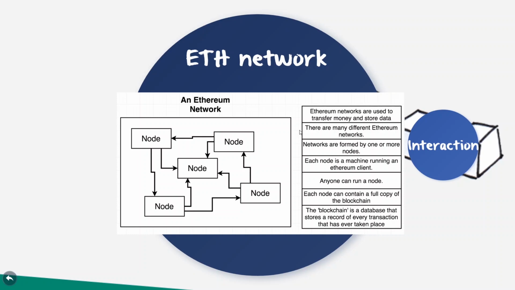Networks are formed by one or more nodes. So you can have a network with one node participating, or you can have a network where there are thousands of nodes in there and communicating with each other.